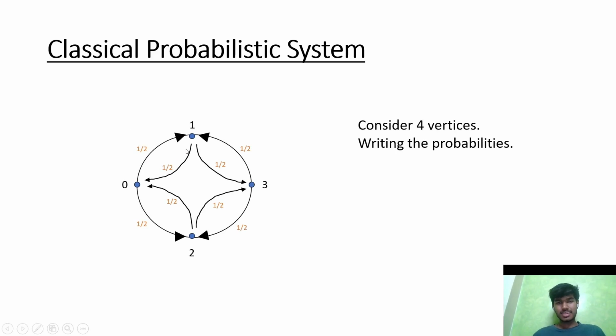Now, what I've basically done is I've just created some arrows pointing in the direction in which the particle can go in the next time interval. So, for example, the probability of the particle going from 0 to 1 is half. Similarly, the probability of the particle going from 3 to 1 is half. The probability of the particle going from 1 to 0 is half. From 1 to 3 is also half. From 3 to 2 is half. From 2 to 3 is half. From 2 to 0 is also half. And from 0 to 2 is also half.